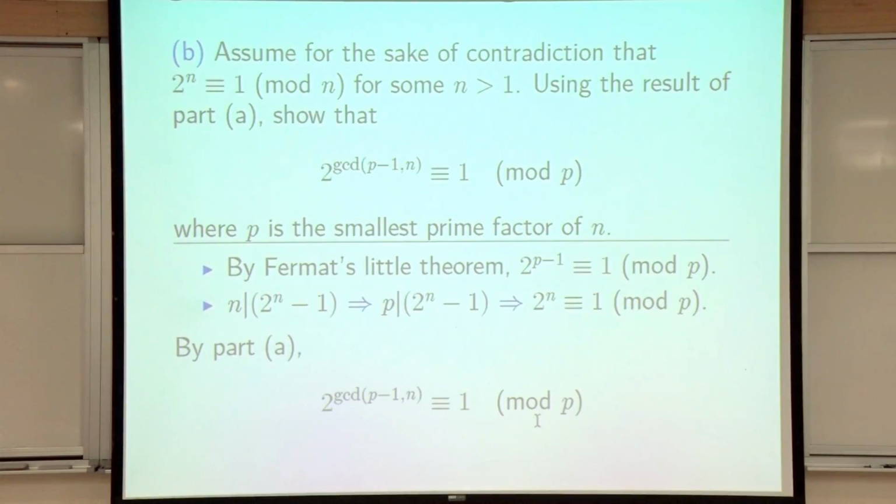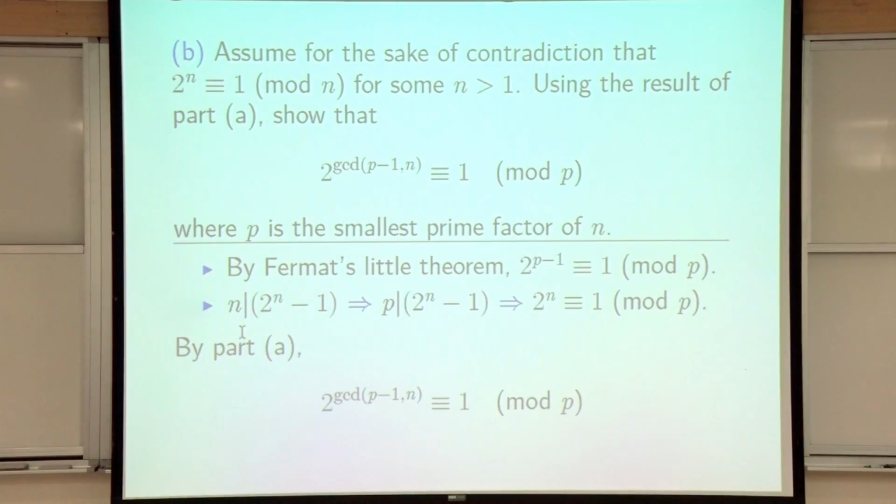And for part B, assume for the sake of contradiction that 2 to the power n is congruent to 1 mod n for some n greater than 1. Using the result of part A, show that 2 to the power GCD(p minus 1, n) is congruent to 1 mod p. So first, by Fermat's theorem, we know that 2 to the power p minus 1 is congruent to 1 mod p. GCD(2, p) is 1.